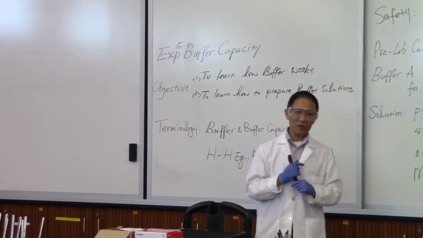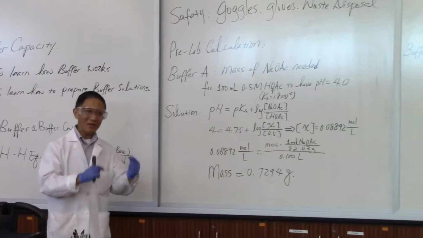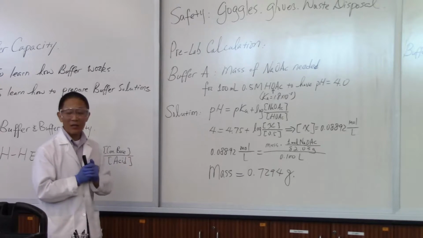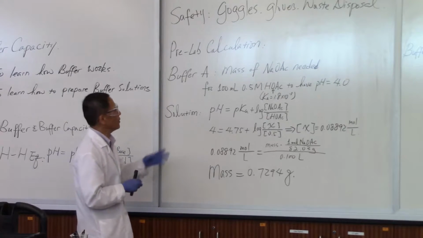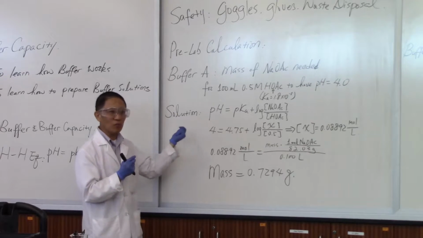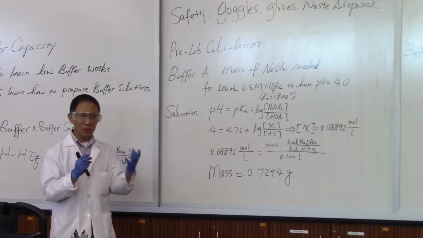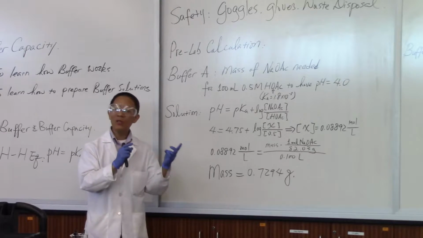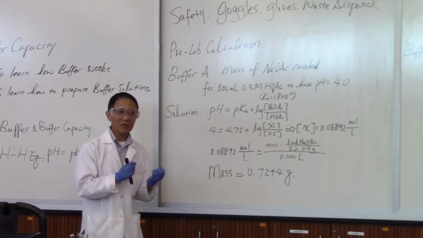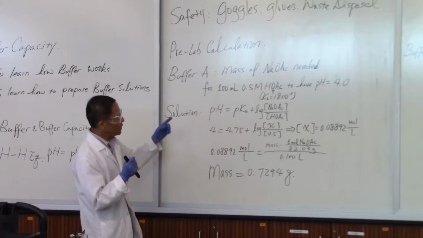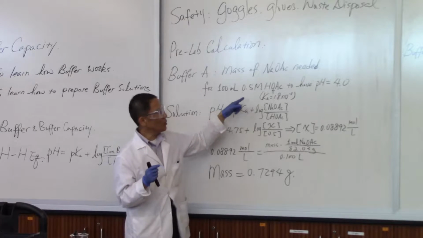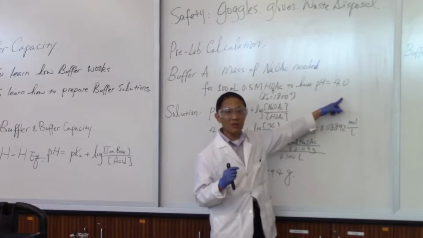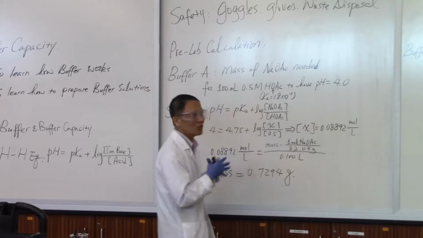For this particular experiment, you are supposed to come into the lab with the pre-lab calculation already done. In the pre-lab, we give you 2 scenarios. For buffer A, we're using acetic acid and sodium acetate. We want you to figure out how many grams of sodium acetate we need to put into a 100 milliliter, 0.5 moles per liter acetic acid solution so that the buffer solution will have a pH of 4.0. So we need to do some calculation.